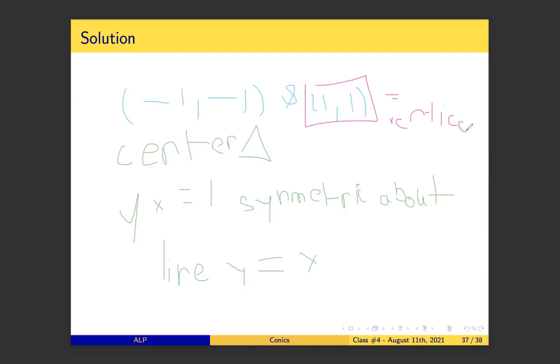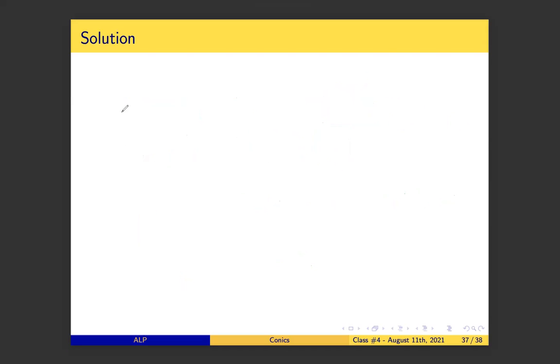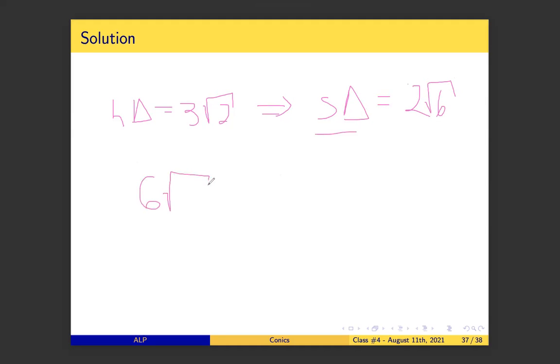So thus the distance from the center to a vertex of the triangle, this distance here, is 2 times the square root of 2. So this means that the height of the triangle equals 3 times the square root of 2, implying that the side length is 2 times the square root of 6. So therefore the area of this equilateral triangle is going to be this side length squared times the square root of 3 over 4. And this would get you 6 times the square root of 3.